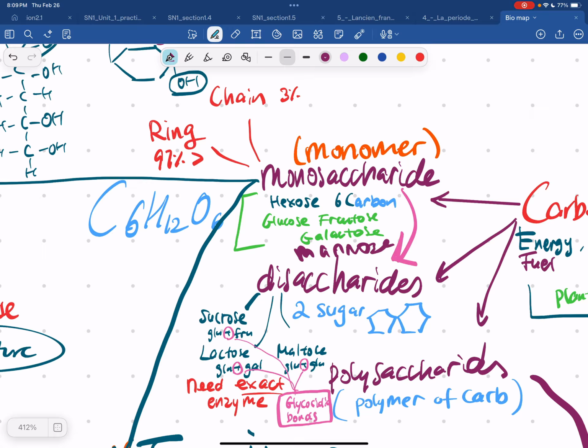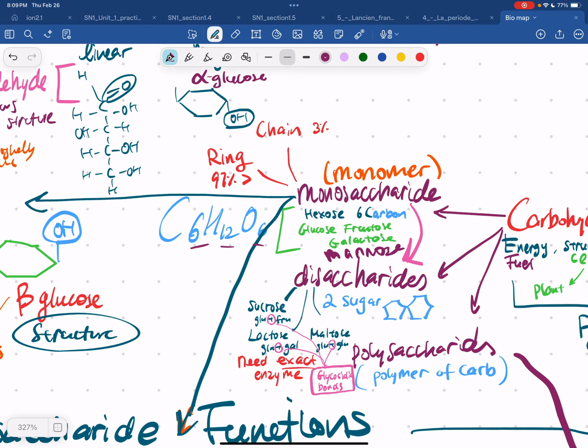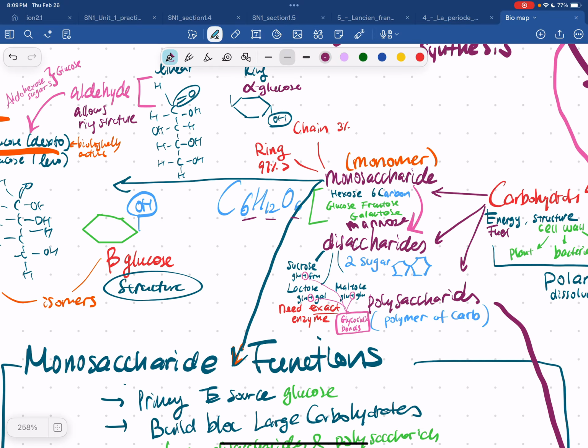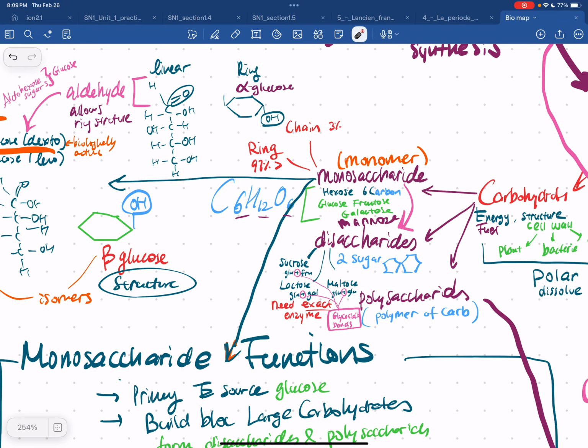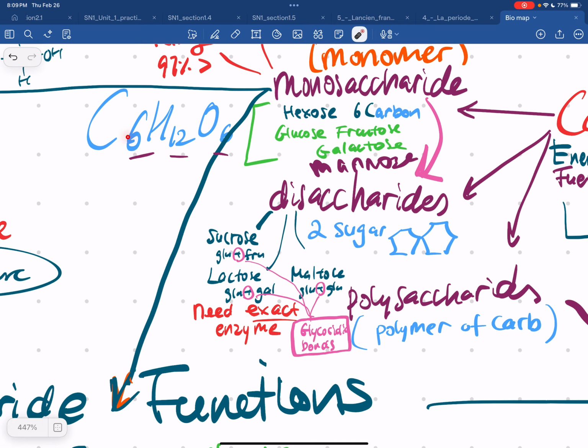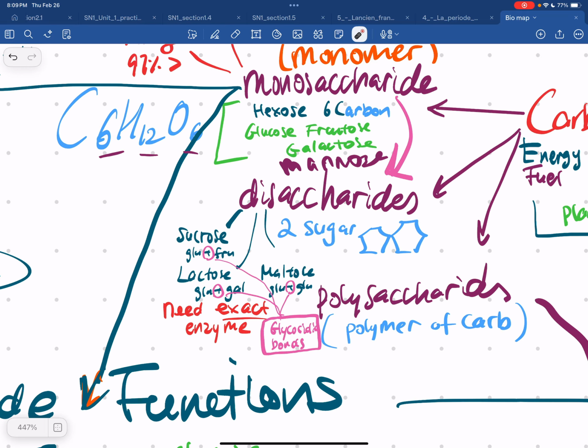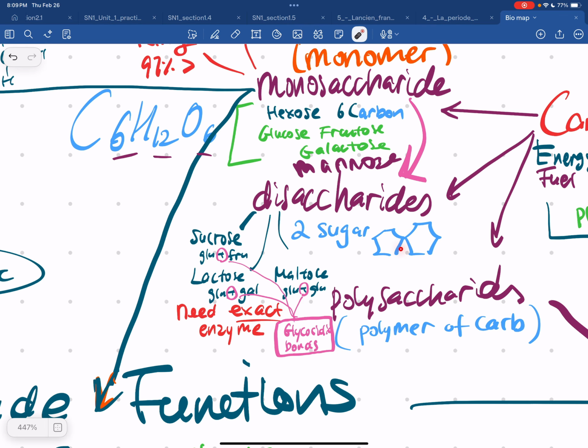And these are all isomers of C6H12O6. Those are monomers. Monomers have 6 carbons. And disaccharides are basically 2 of these. Two monomers will make a disaccharide instead of a monosaccharide. And 2 sugars will of course be double that, so instead of 6 carbons, now they have 12 carbons.